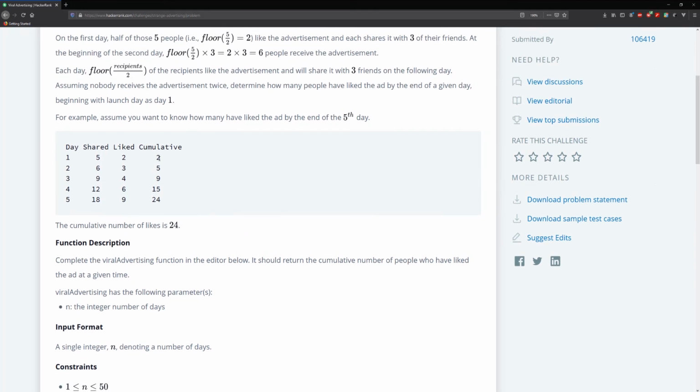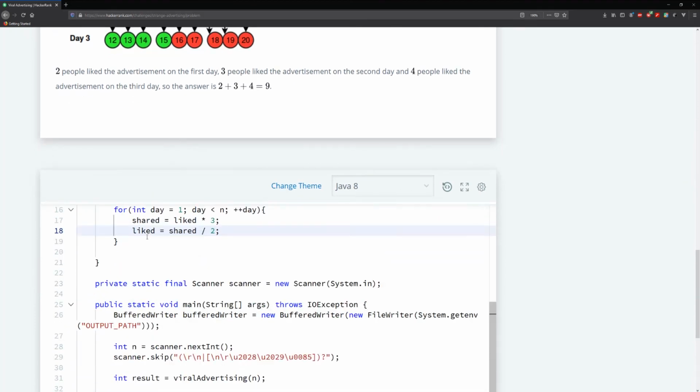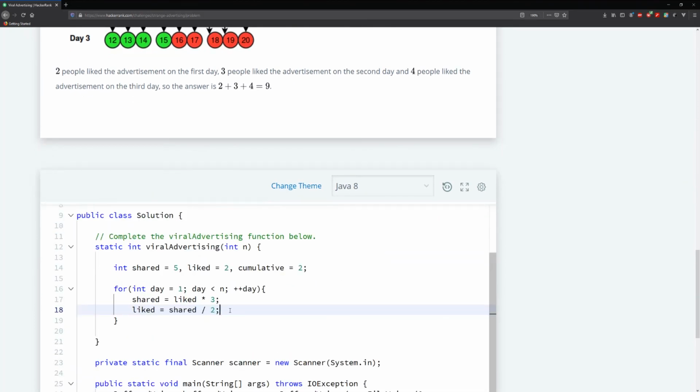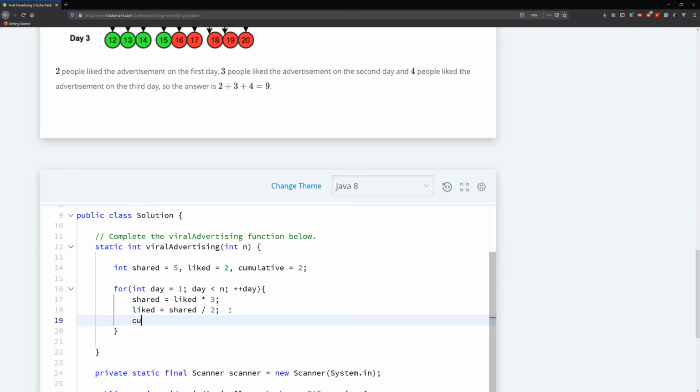So now the accumulation is just going to be the number of likes plus the accumulation. So the previous day we had an accumulation of two, and we're going to add that two to three, which is the number of likes, to get our total accumulation of five. I hope that makes sense. So let's go down here, and we are going to work on the cumulative. Cumulative is going to plus equal to liked.